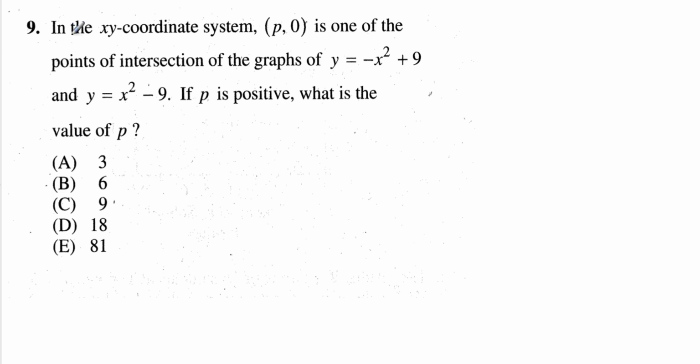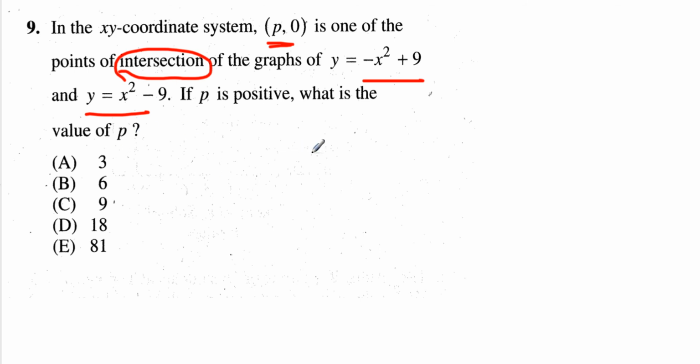Number 9. In the xy coordinate system, P, 0 is one of the points of intersection from here and here. That means P can be plugged into here and here as well. If P is positive, what is the value of P? Since P is one of the intersections, and intersection means when two graphs are graphed together, they're equal to each other, all I have to do is set them equal to each other and figure things out.